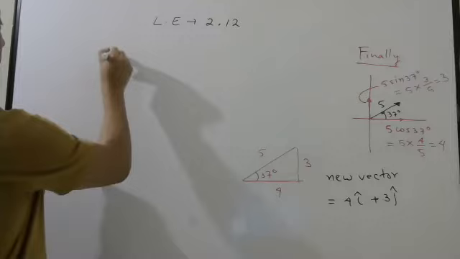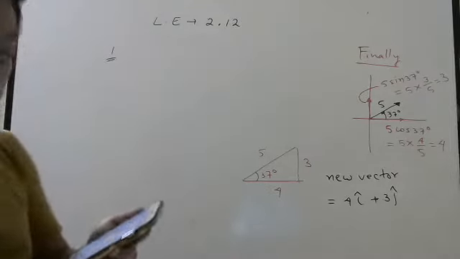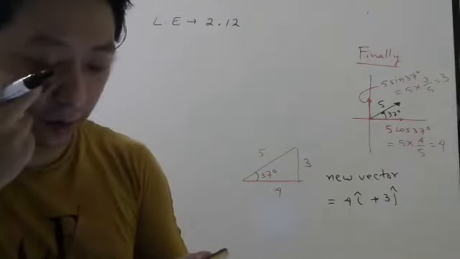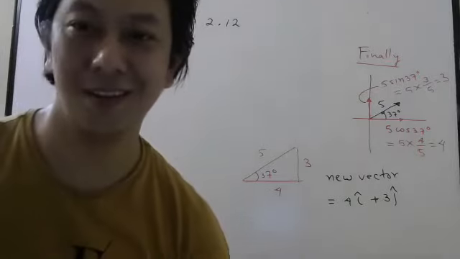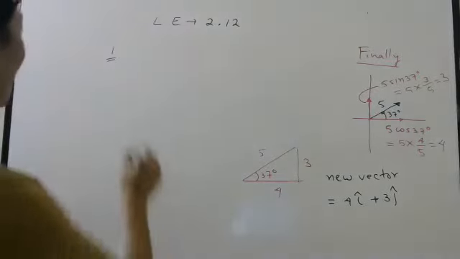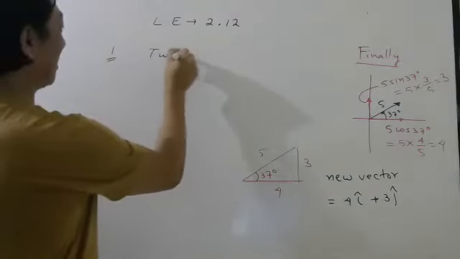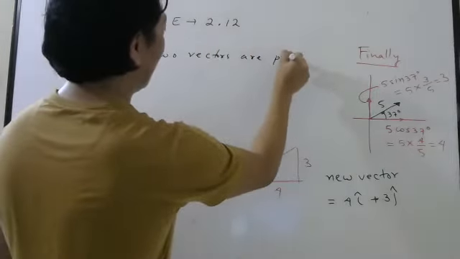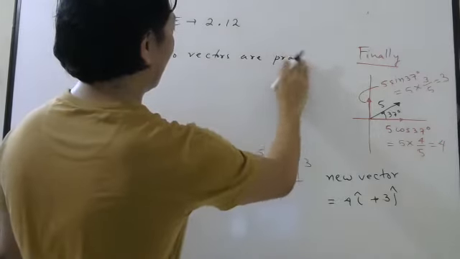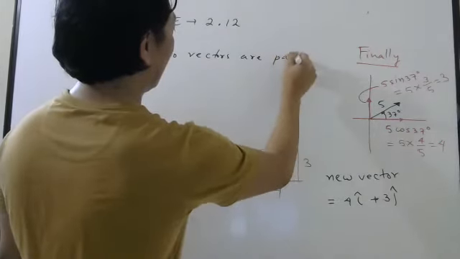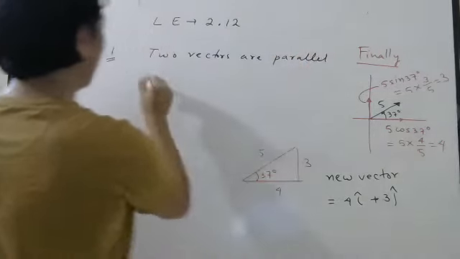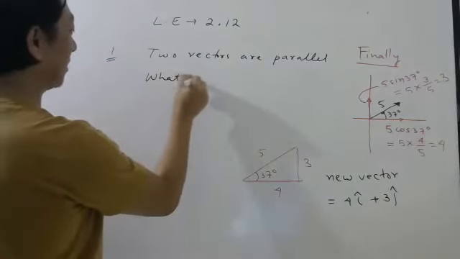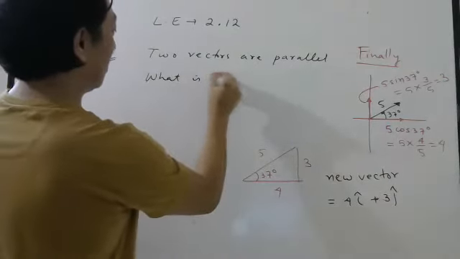Question number 1. Two vectors are parallel. What is their cross product? This is very easy. Two vectors are parallel, they are saying. What is their cross product, they are asking.